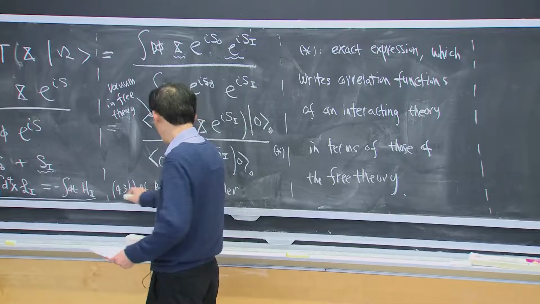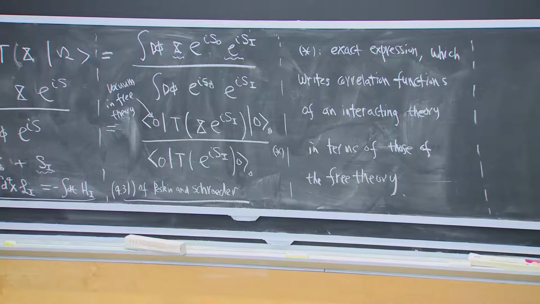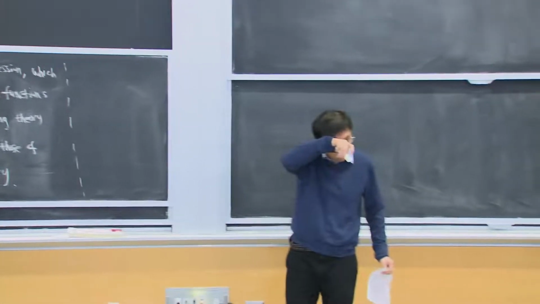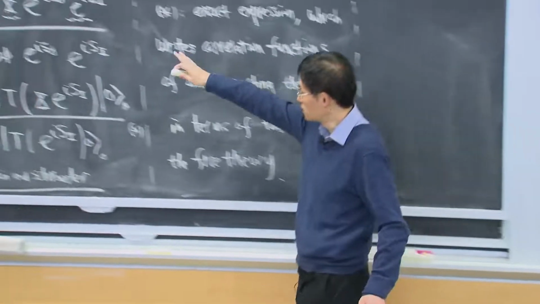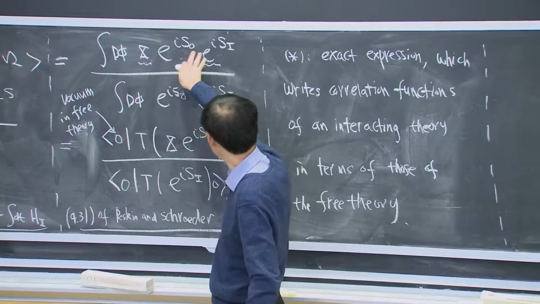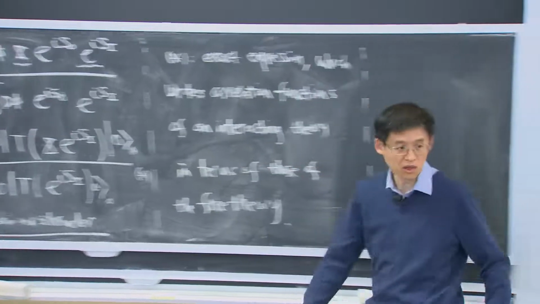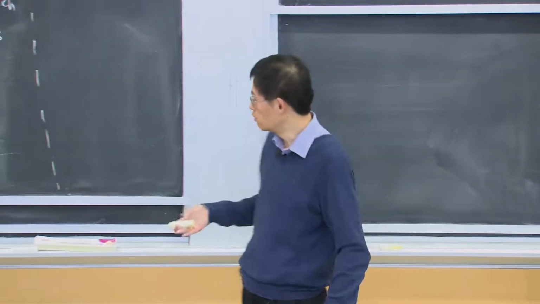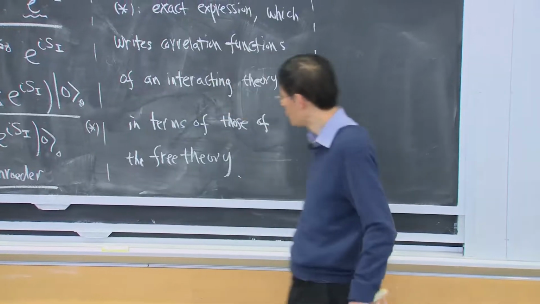Which they derived using the interaction picture. Okay, so we see that for the path integral, deriving this equation is just trivial. Essentially you just split the exponential for the full theory into that of the free theory and the interacting part, and then you automatically derive this equation. Once you have understood how the path integral works, deriving this equation becomes trivial.